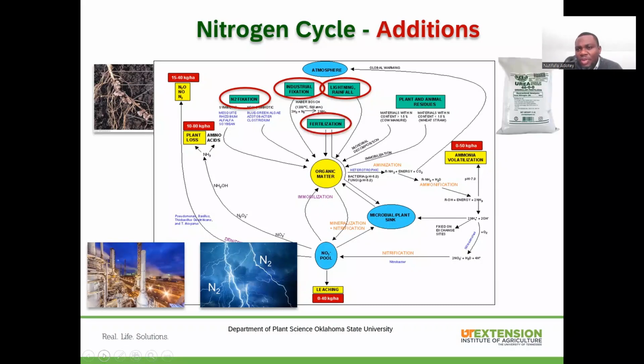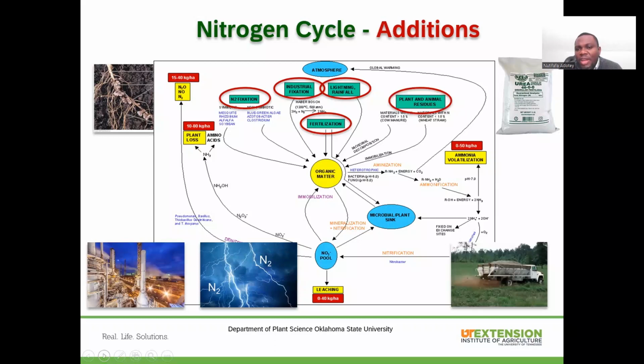Also, using fertilizers like urea, we can introduce nitrogen into the system. And then finally, plant and animal residues break down to release the nitrogen that is tied up in them. So these are the ways nitrogen is added to the system.